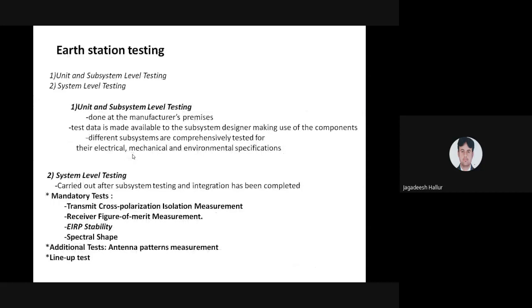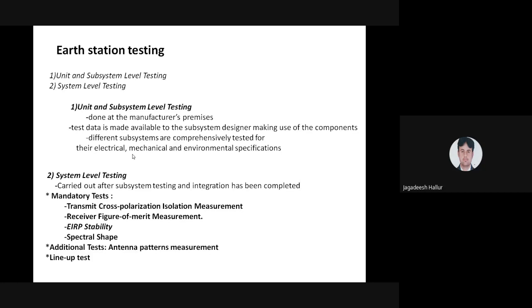Now, how are they going to test a particular station? While testing this station, unit and subsystem level testing is very important. Subsystem level testing means whatever equipment you are using in a station subsystem has to be tested before integrating it into the satellite. And system level testing, before launching any satellite, you have to test the particular system, which is very important.